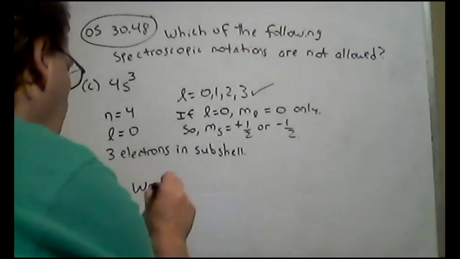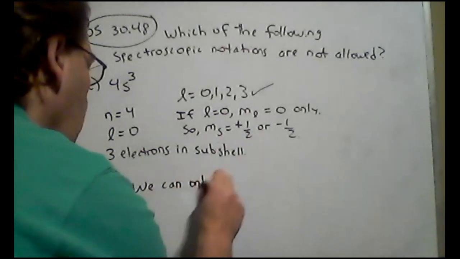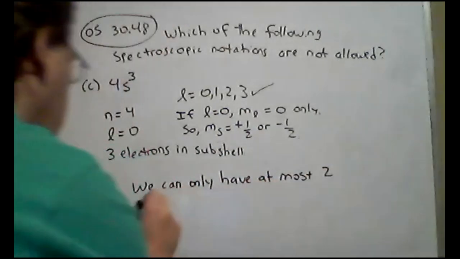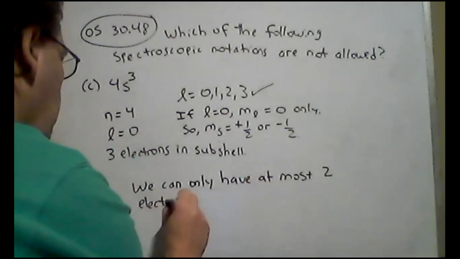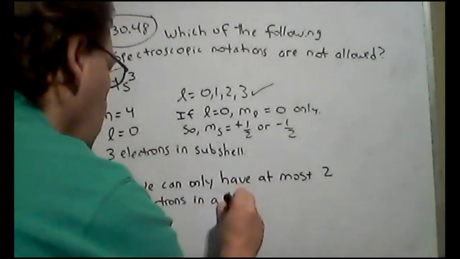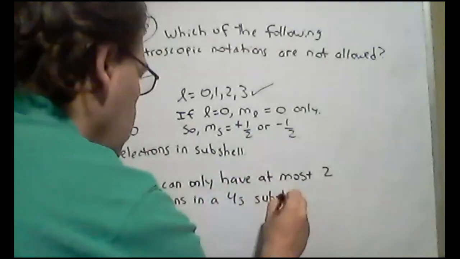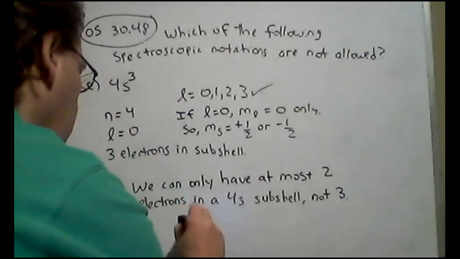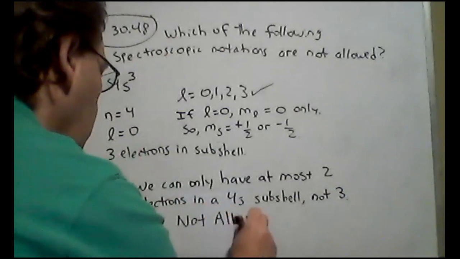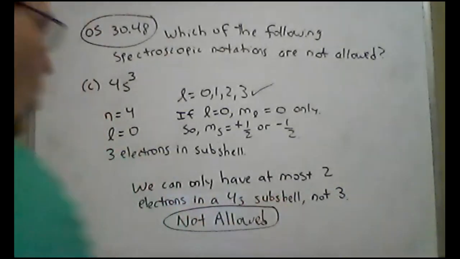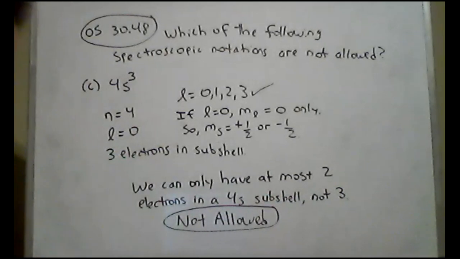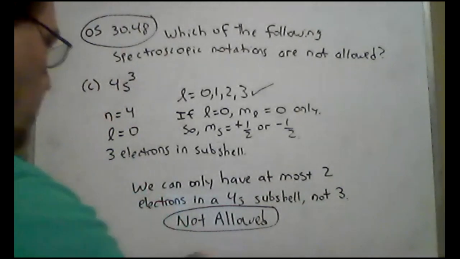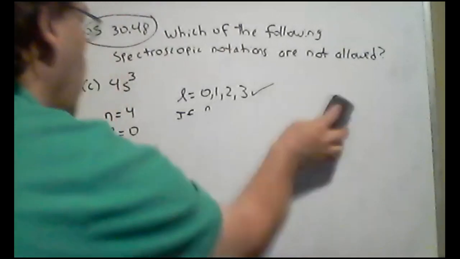So we can have at most 2 electrons in a 4s subshell, not 3. That's nonsense. Again, this configuration is not allowed. Again, the selection rules tell you what states are allowed and what states are not allowed. Okay, how about 3p7? And so let's do part D. That's the kind of logic in these problems.